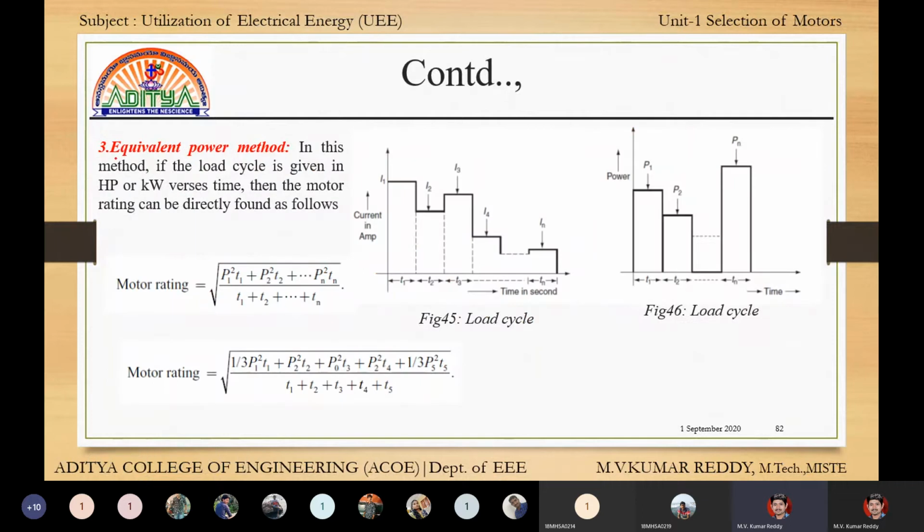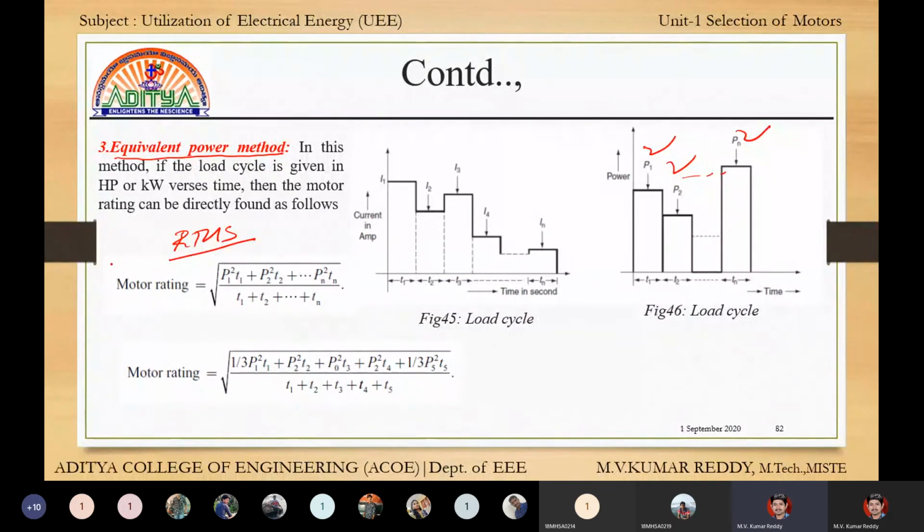Next one is the equivalent power method. For the equivalent power method, same formula. The RMS value, that is the root mean square value. Here the powers are P1, P2, and so on up to Pn. That means P1 square T1 plus P2 square T2 plus P3 square T3 and so on, Pn square Tn, divided by T1 plus T2 plus T3 and so on up to Tn. Then take the square root of the value.